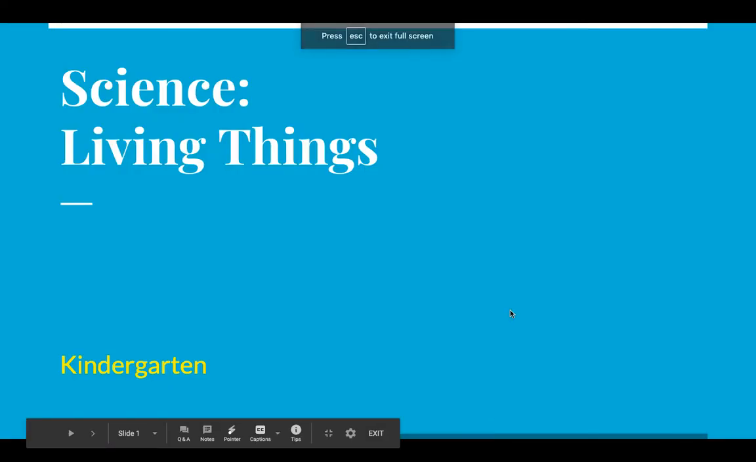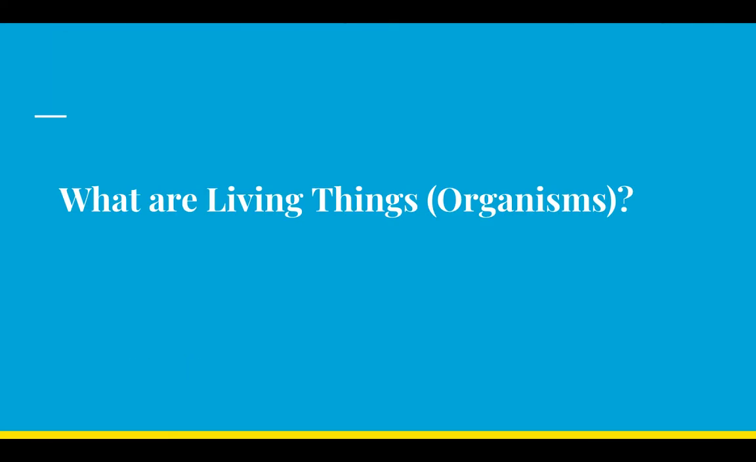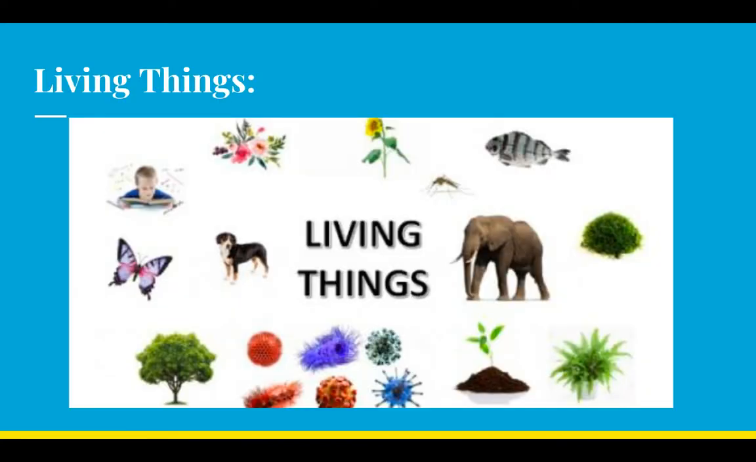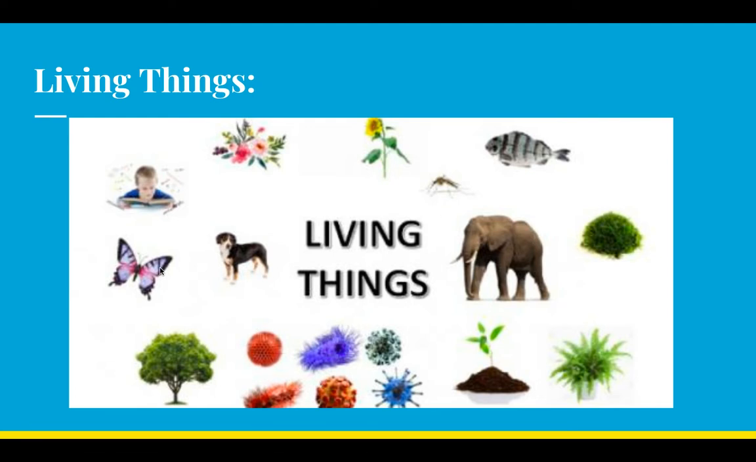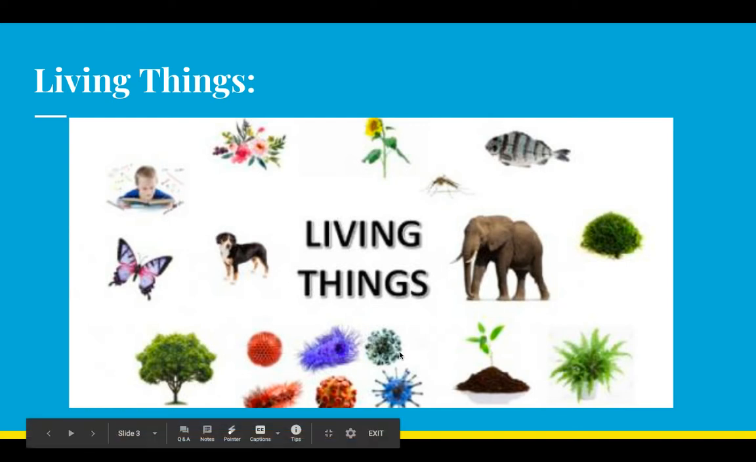Science, Living Things. This week we will continue learning about living things. We are specifically going to look at the characteristics of living things. So, what are living things or living organisms? Here you see examples and pictures of what living things are. They can be people, animals, or plants. You can also see other pictures of other living organisms.